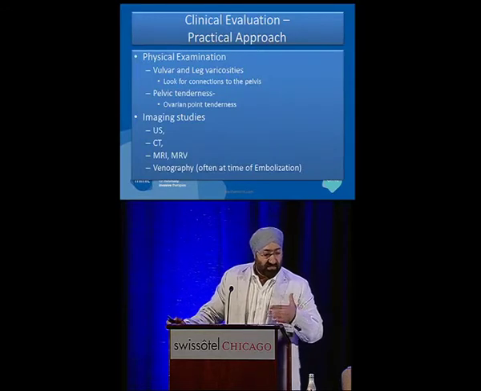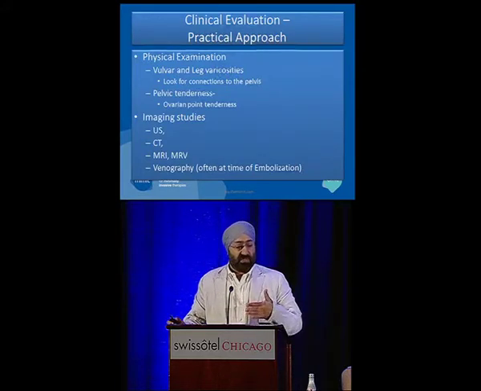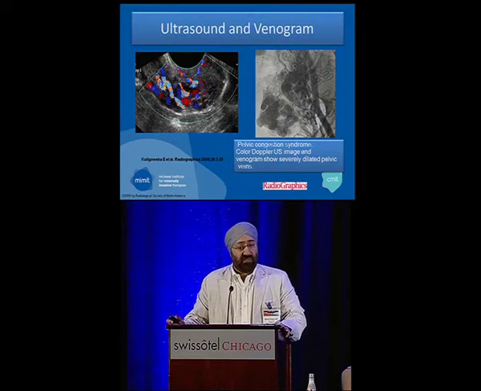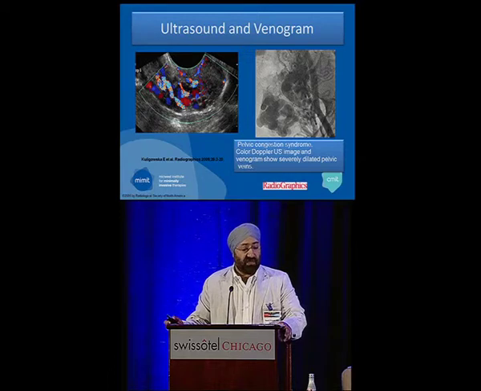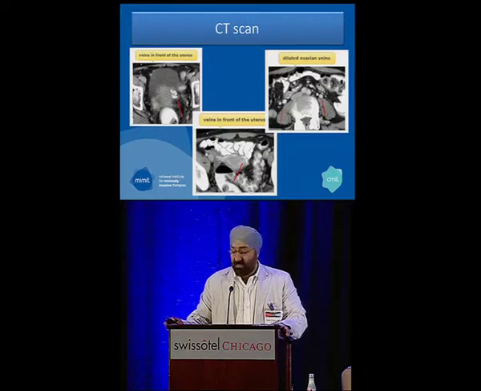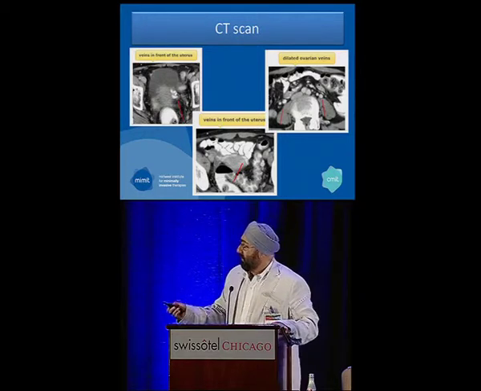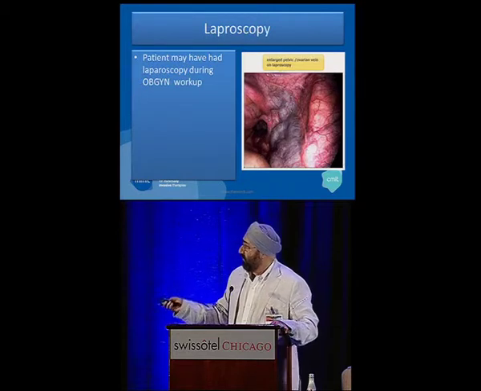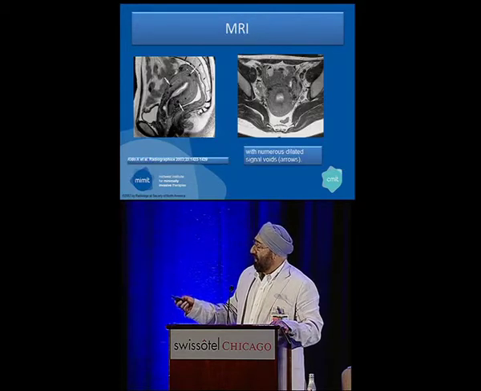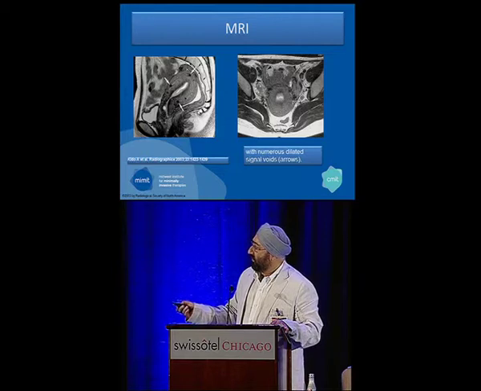Imaging studies: ultrasound, CT, MR, MRV, but ultimately it comes down to venography. When it's really severe, ultrasound is very easy to find it, and you can see a massive network of veins in the pelvis. On CT, you'll see different branches fill up as well. Laparoscopically, sometimes they see that. MRI usually is a good way, because especially when we're evaluating them for fibroids, endometriosis, et cetera, you'll see flow voids on different images.